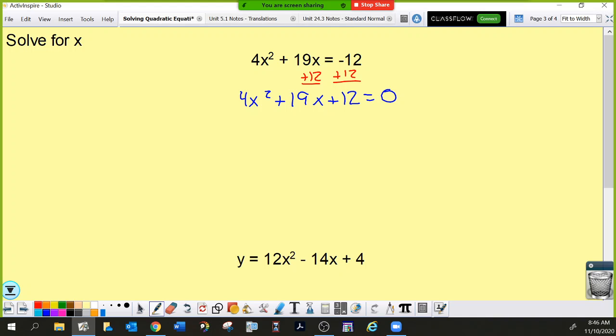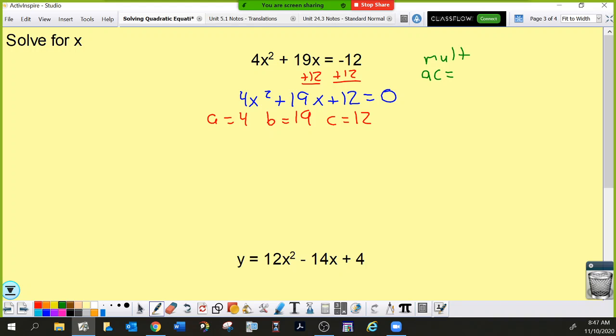First step is look for GCF. And once again, there's no GCF. Not a big deal. A, B, and C. A is 4, B is 19, and C is 12. Oh, goodness. These numbers are going to get a little big. No worries. We're okay. We're smart. Trying to figure out which two numbers multiply to A times C. Our A times C is 4 times 12.